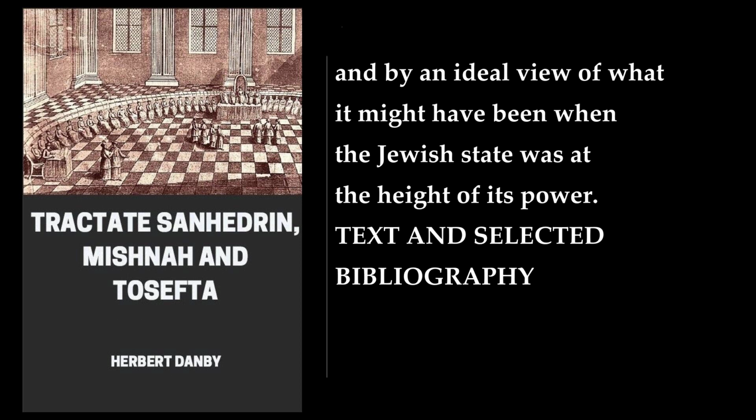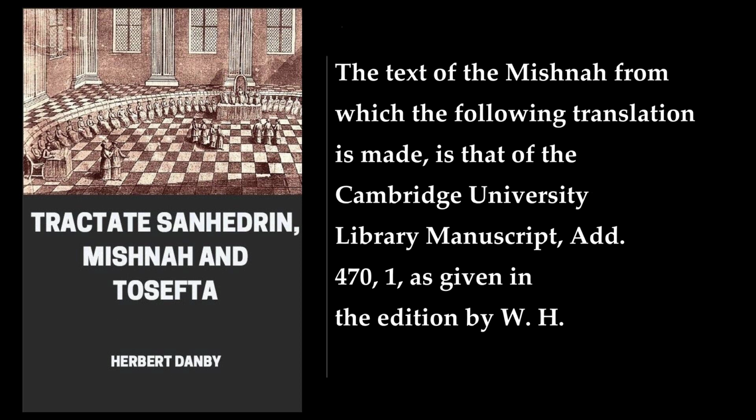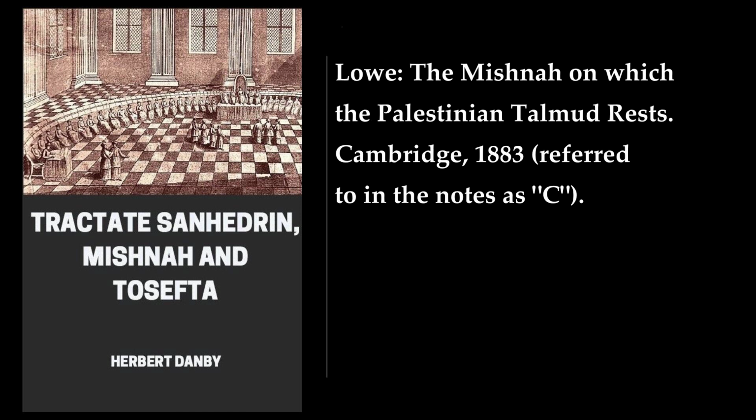Text and selected bibliography. The text of the Mishnah from which the following translation is made is that of the Cambridge University Library manuscript, Add. 471, as given in the edition by W. H. Lowe, the Mishnah on which the Palestinian Talmud rests. Cambridge, 1883, referred to in the notes as C.